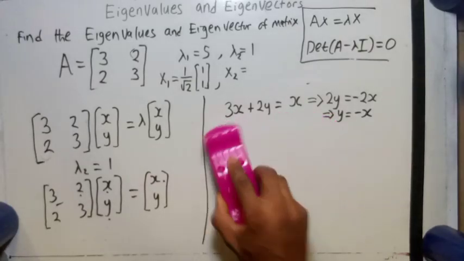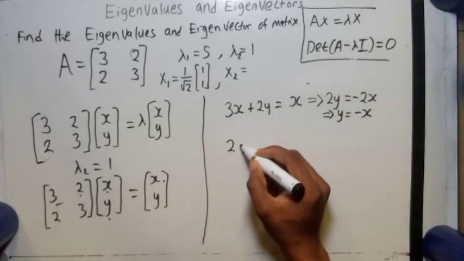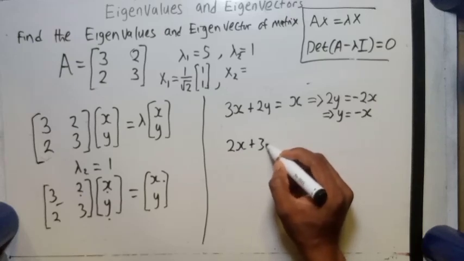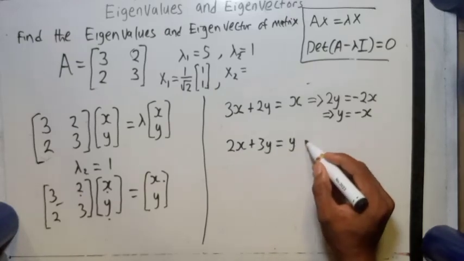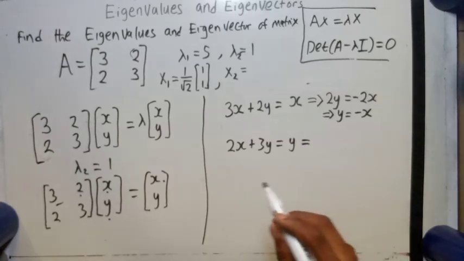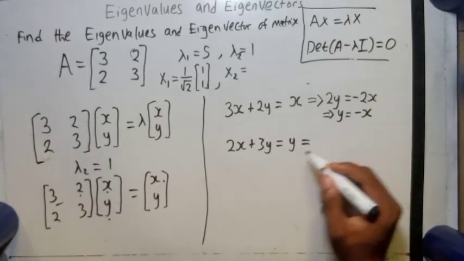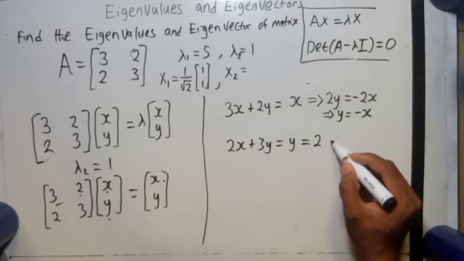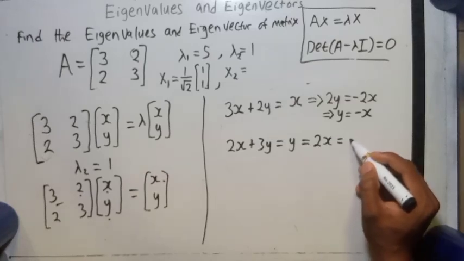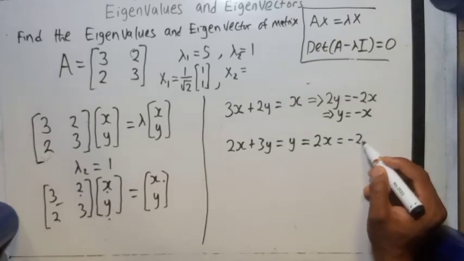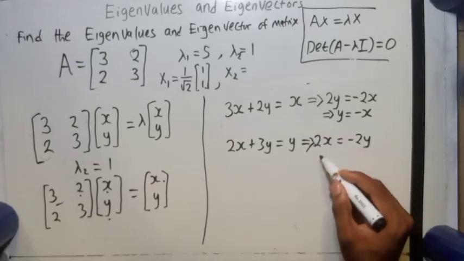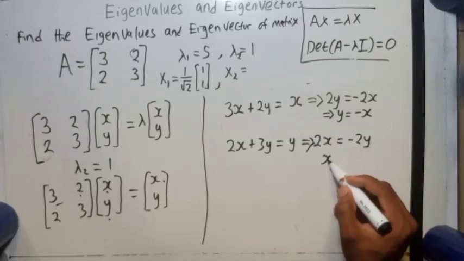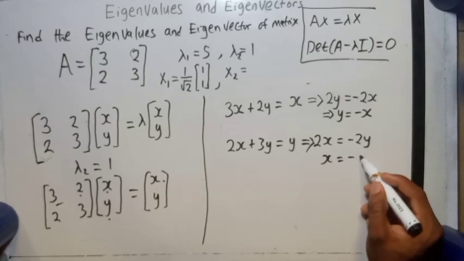Let's bring this one down. We have 2x plus 3y is equal to y. Now from here, the same thing, expressing one term in terms of the other. When we take our y over, we have 2x is equal to minus 2y. This will then tell us that our x is equal to minus y.